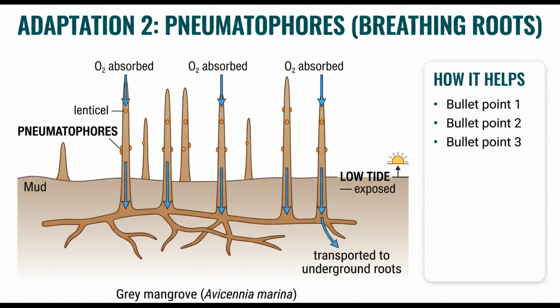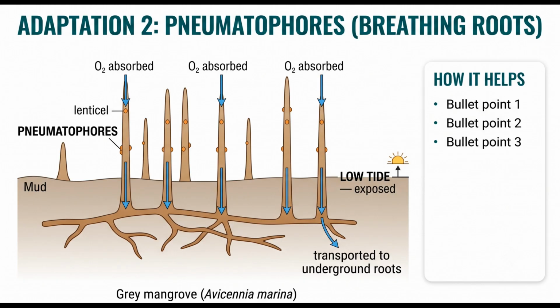Adaptation 2. Pneumatophores, also known as breathing roots. Pneumatophores are very different in appearance from prop roots. Look at the diagram on screen. They are pencil-thin projections that grow vertically upward from the underground root network. They emerge above the surface of the mud like thin spikes, typically about 20 to 30 centimeters tall.